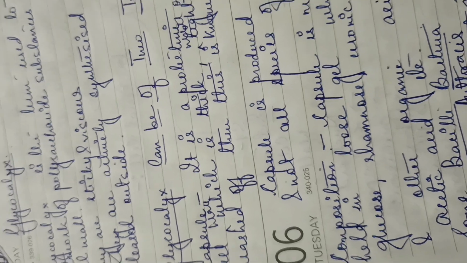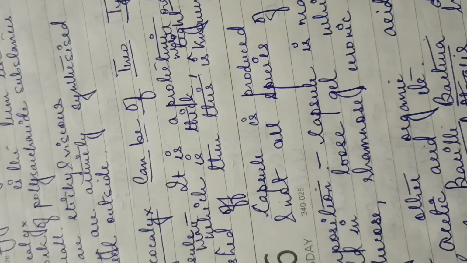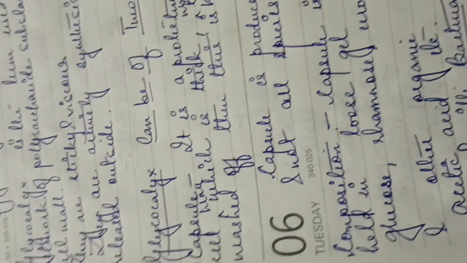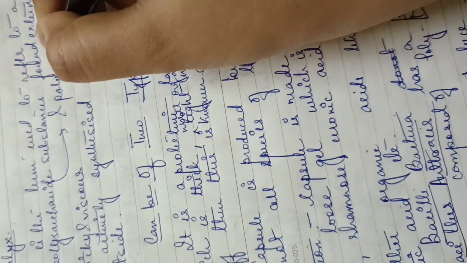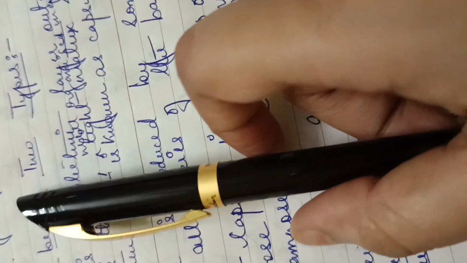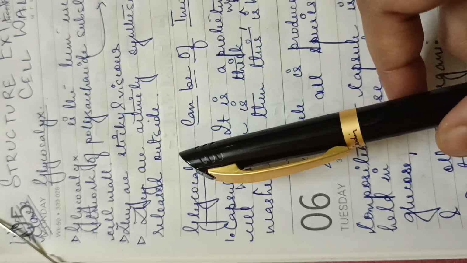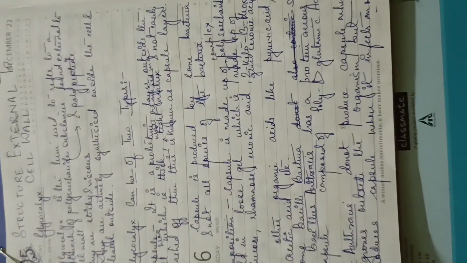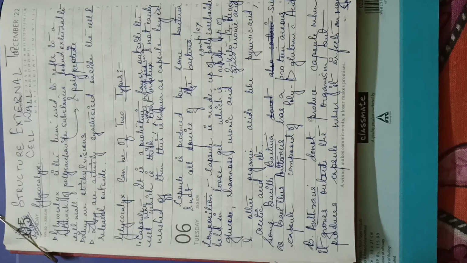They are composed of polysaccharide, polypeptide, or both. You can remember this: they can be composed of polysaccharide or polypeptide. They are actively synthesized inside the cell and released outside. So there can be a question: where is glycocalyx synthesized, inside or outside? They are synthesized inside and then released outside the cell.